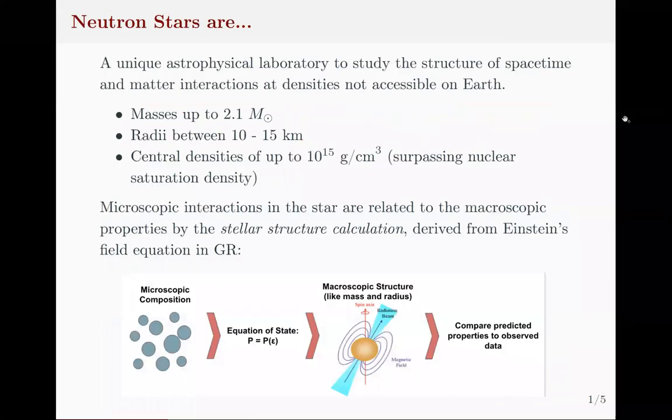Neutron stars contain matter in one of the densest forms found in the universe, making them a unique astrophysical laboratory to study the structure of space-time and how matter exists at extreme conditions, so extreme that they're not replicable on Earth. Neutron stars can have masses up to twice that of our sun and radii between 10 and 15 kilometers. These stars can also rotate at extremely high frequencies, up to 43,000 times per minute.